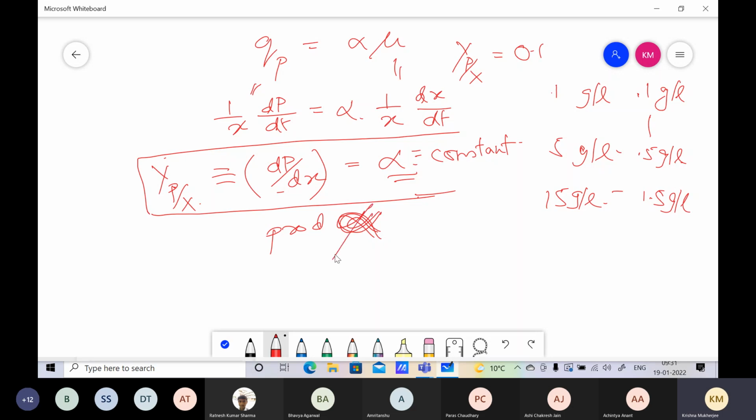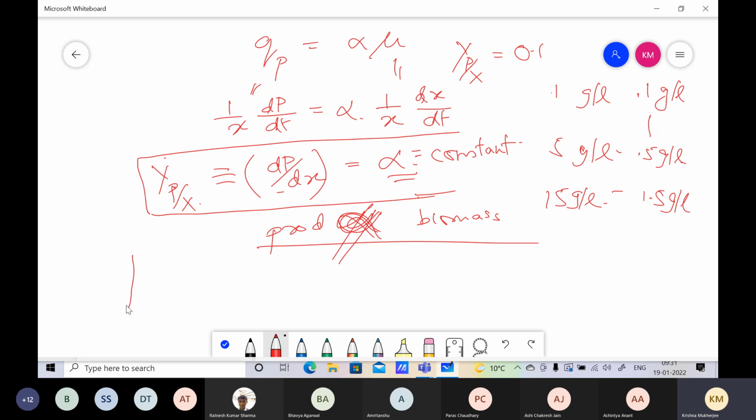This proportionality is no longer true. Product formed is not proportional to biomass. Then, sorry, it is non-growth associated. If product is proportional to biomass, it is growth associated. If product is not proportional to biomass, it is non-growth associated. So it makes sense, right?